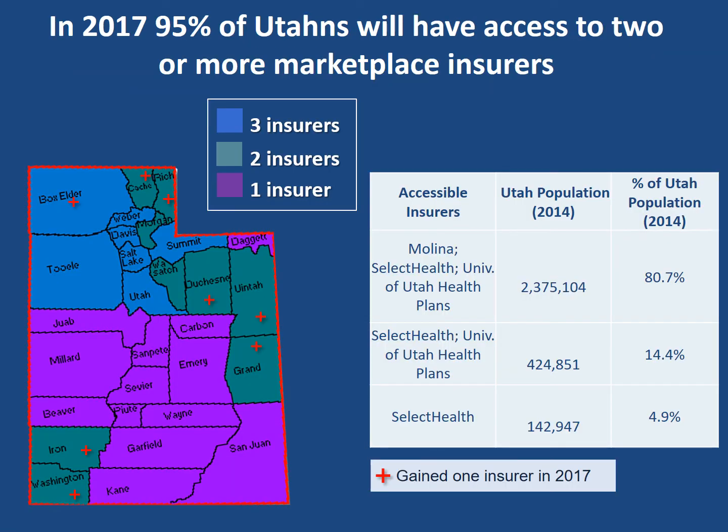There was a lot of news for a while, getting overblown, about people not having a lot of options when they signed on through healthcare.gov, that there would only be one health insurance company offered in their county. Turns out that in Utah, 95% of Utahns have access to 2 or more marketplace insurers, 2 or more health insurance companies. So the areas in purple, those are the areas where people only have one health insurer to choose from. But it turns out only about 5% of Utah's population lives in those areas. So if it's a more populated area, you tend to have more options.